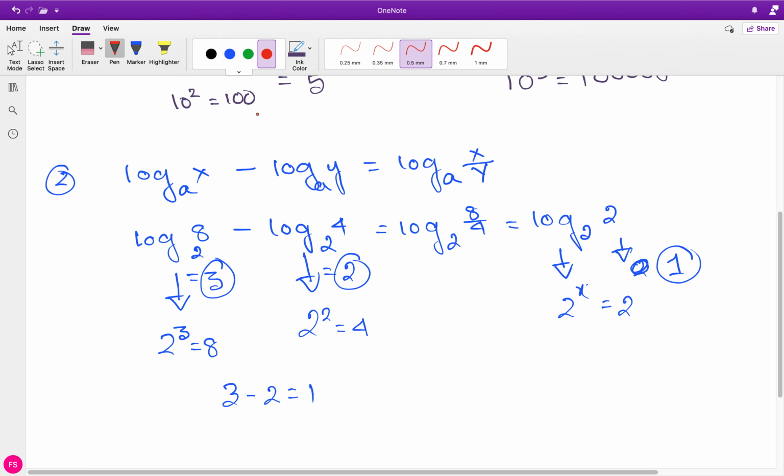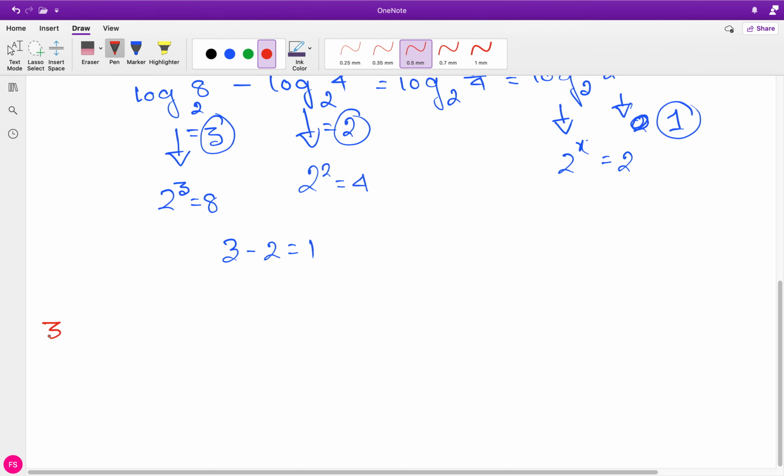Let's move to the third rule. Let me use a different color. Okay, so the third rule is, if you have a log of x with the base of a and the power of this log is m, this equals m. The power goes to the front, then you just have this term, that is log of x with the base of a.